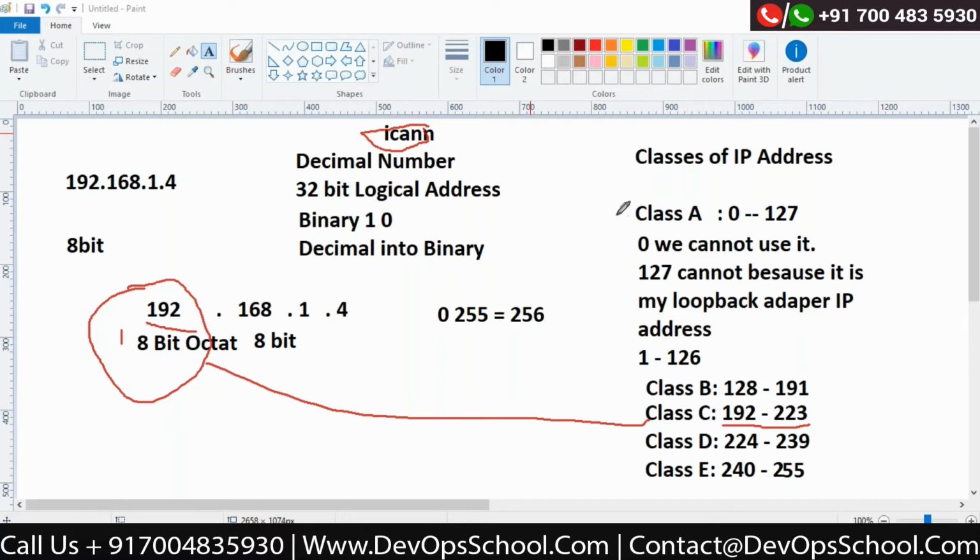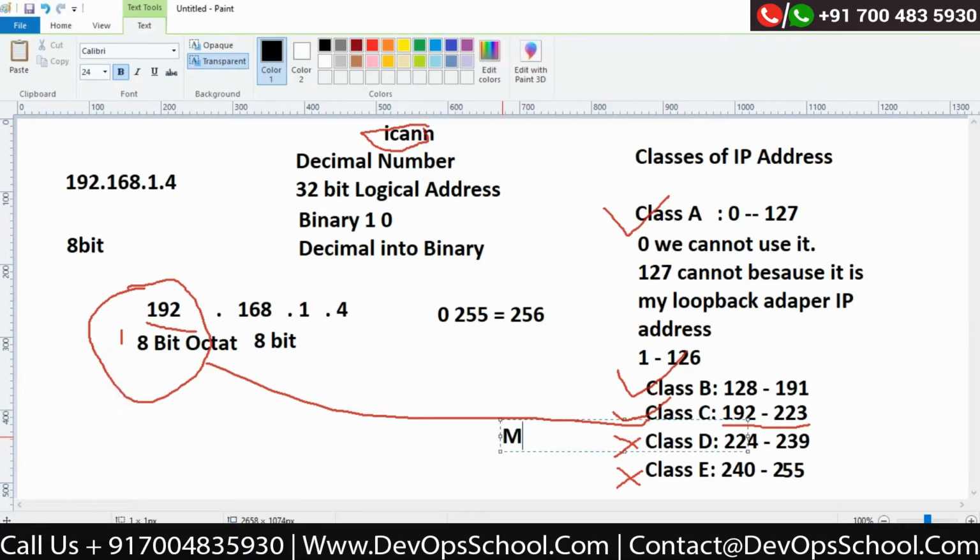Correct? Now, technically speaking, we are only using 3 classes of IP address: class A, class B, class C. We cannot use class D and class E. Class D and class E are actually reserved, which means they are not publicly available for you. Class D is typically used for multicast networks. You know multicast. Multicast means sending information to a specific group of people, but not to all.